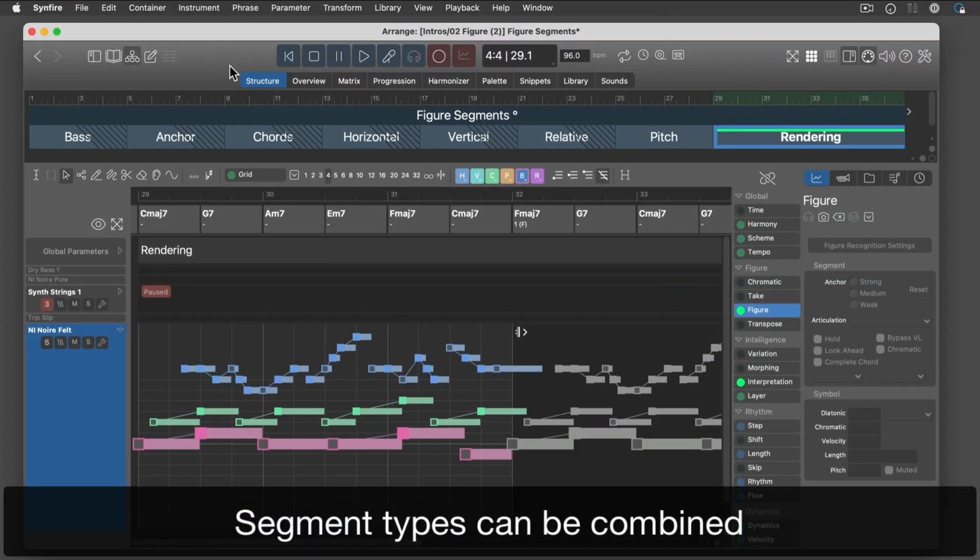The cool thing about figure segments is, you can combine and transform them in any way and they will always render something that makes sense.